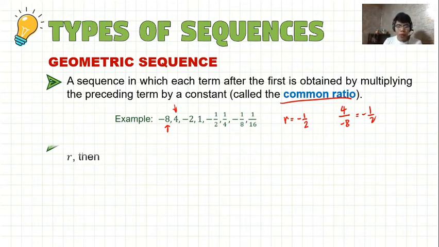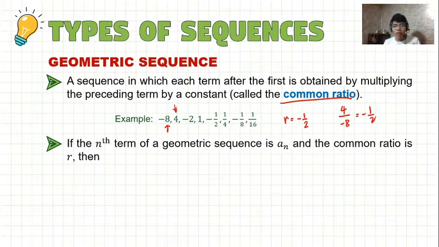So, ganun lang yung gagawin nyo to get the common ratio. Okay? Now, if the nth term of a geometric sequence is a sub n and the common ratio is r, then a sub n is equal to a sub 1 times r to the n minus 1. So this will be the formula to use in finding a sub n. So you need a sub 1, which is the first term, r, the common ratio, and n, the number of terms from a sub 1 to a sub n.